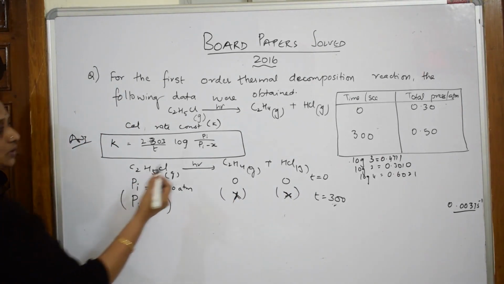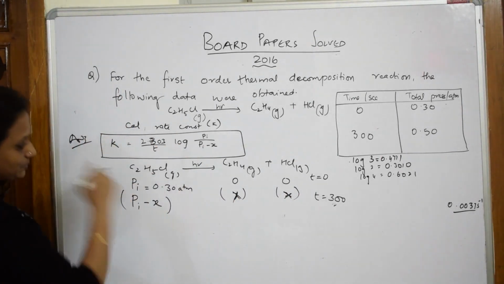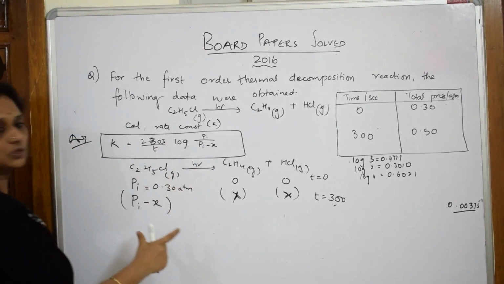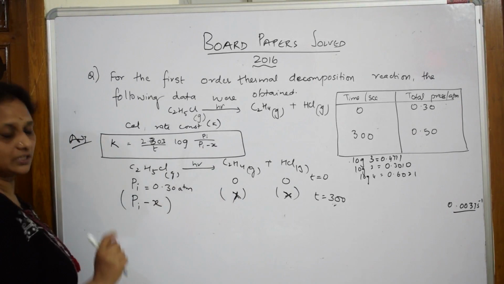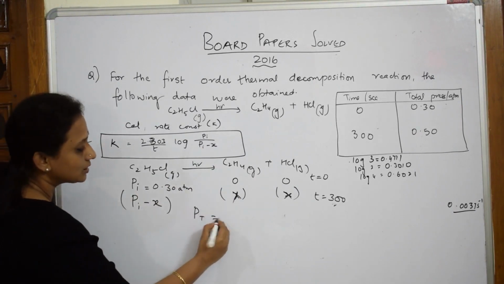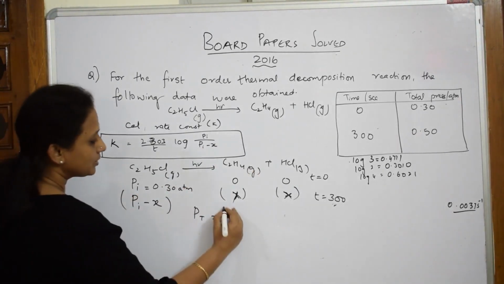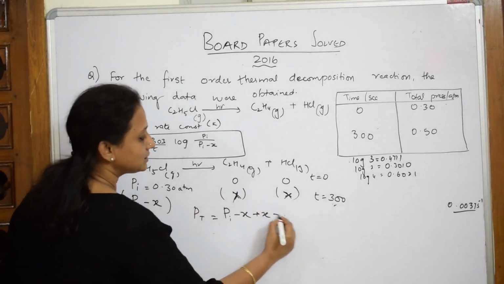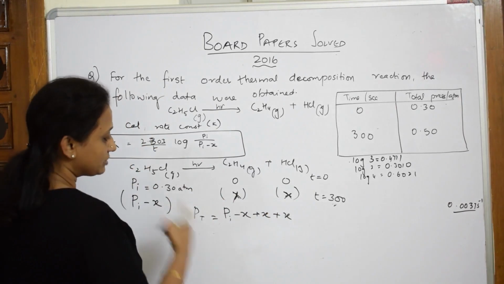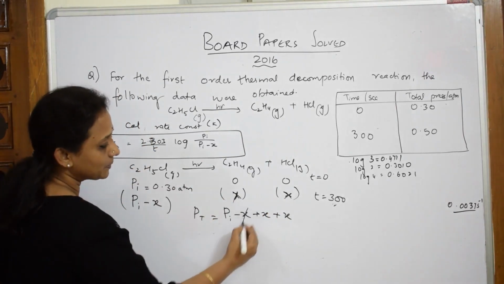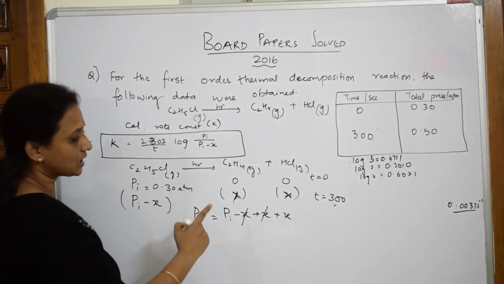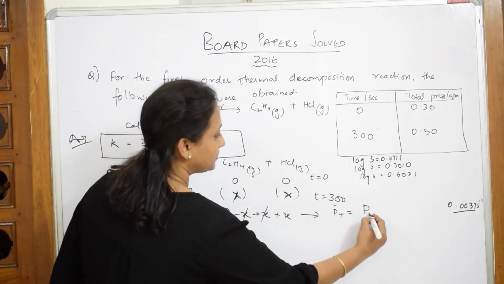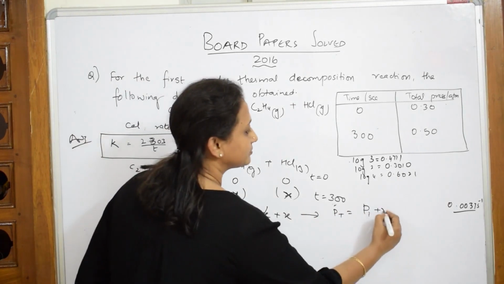Now, let me solve the whole thing. I know Pi. What is Pi for this? 0.3. I have to find out this quantity X. So the total pressure exerted, P total, is equal to Pi minus X plus X plus X. Now just see, plus X and minus X get cancelled. What are we left with? We are left with P total is equal to Pi plus X.